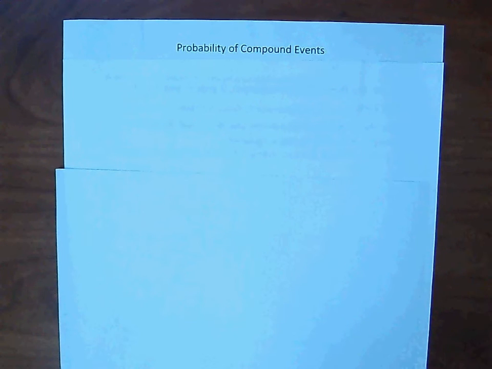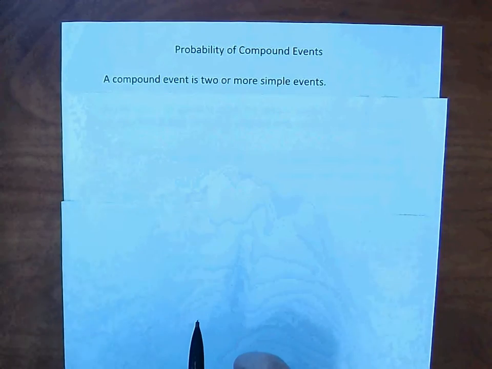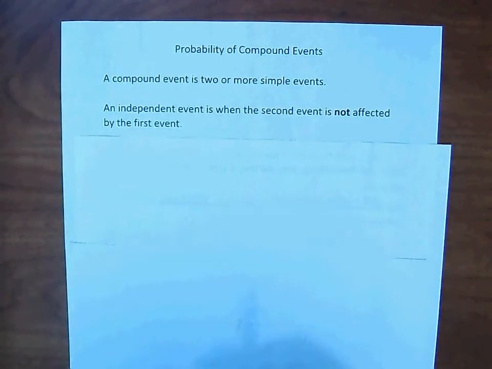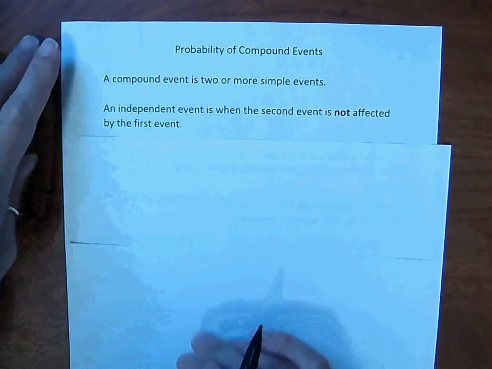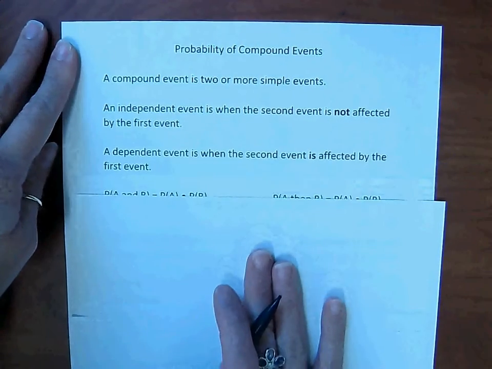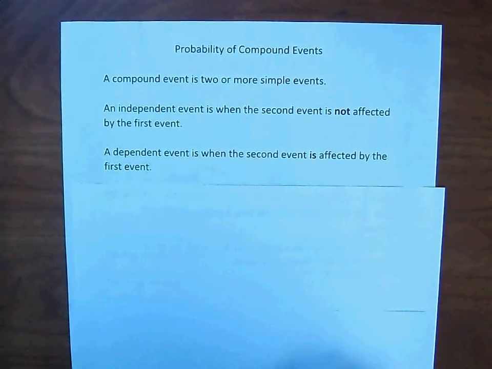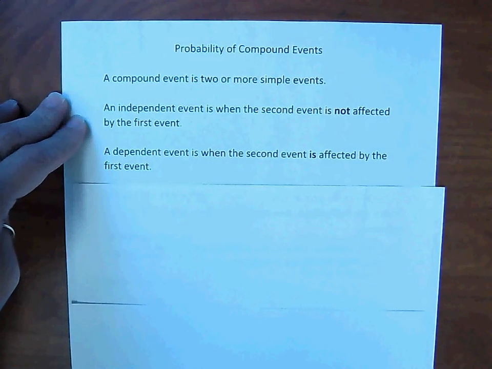Probability of compound events. A compound event is two or more simple events. An independent event is when the second event is not affected by the first event. And a dependent event is when the second event is affected by the first event. In a moment, we're going to talk about the difference between independent and dependent events. But the good news is that to solve, you do it the same way, whether it's independent or dependent.